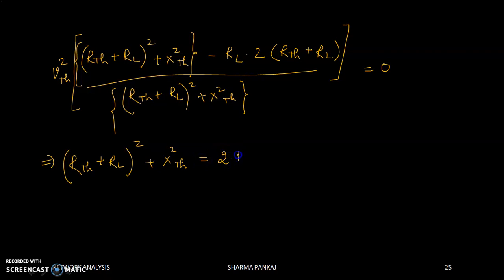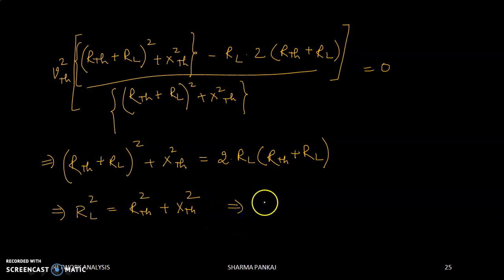twice RL into RTH plus RL. That implies we can actually cancel out one factor from here. So it is here RL square is equal to RTH square plus XTH square.